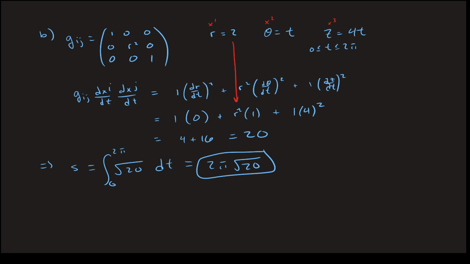So the arc length is the same regardless of which coordinate system I use to calculate it. Of course, if I change my coordinate system, I have to change my metric tensor representation.